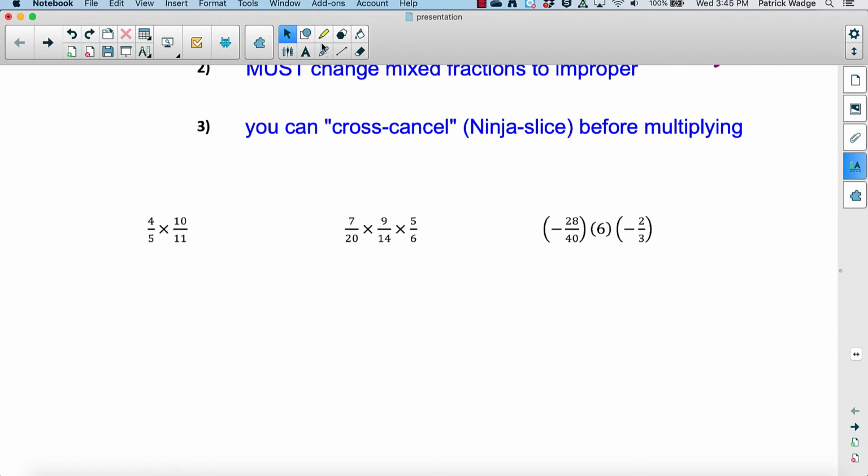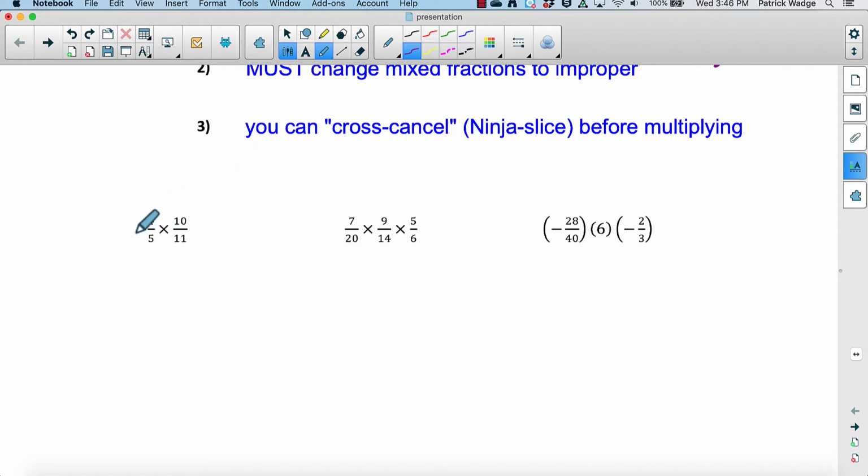Now, I don't actually like the term cross-cancel because the numbers don't have to be across from each other. You can cancel stuff as long as one number is in the numerator position and one number is in the denominator position. So for example, I'm just going to go all the way over here. You see this 28 and this 40? I could cancel those. I could divide them both by 4 and get 7 and 10. Now, those aren't cross-canceling because they're not across from each other. So I'm not saying ninja slicing is a much better term, but that's what I use instead. You're ninja slicing. Hiya, hiya.